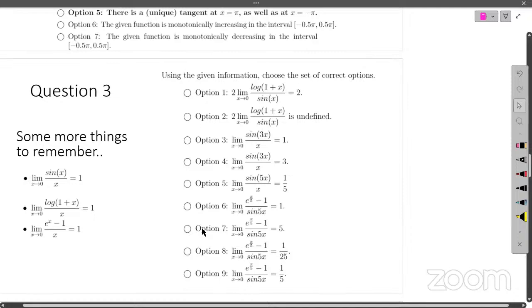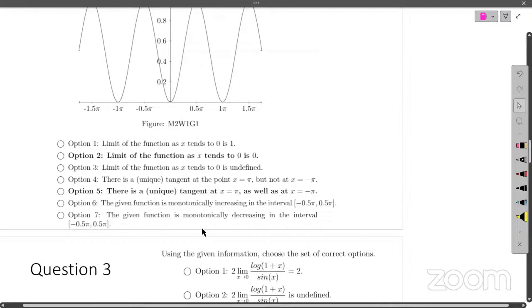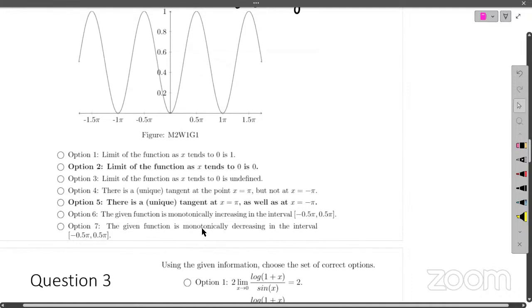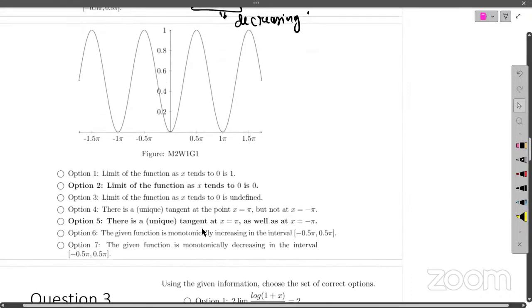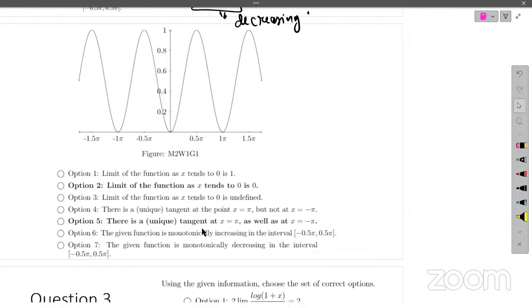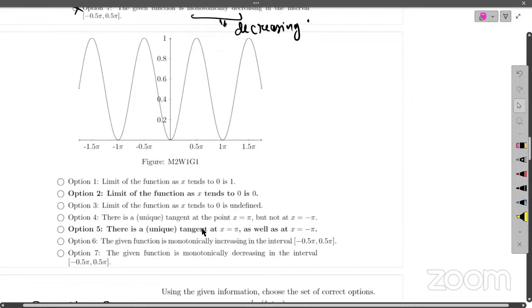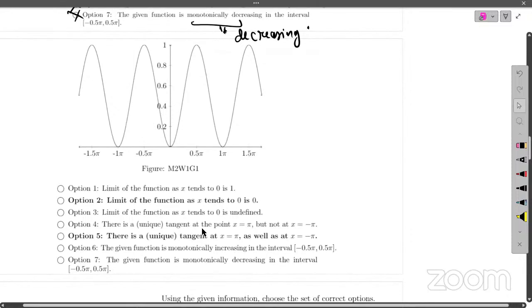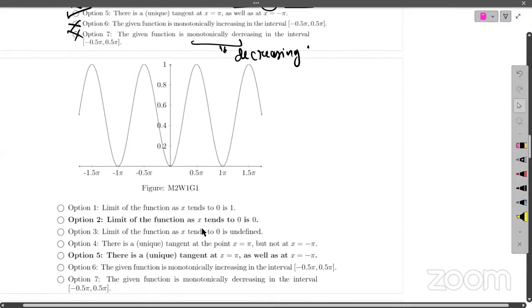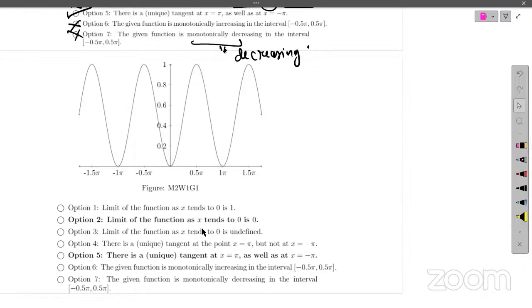Ma'am, in the above question, option 4 is correct in the practice assignment. Option 5 is given as wrong. Yes, ma'am, option 5 is given wrong. Okay, I'll check and update it. As the graph is saying, this is a particular question. Yes, ma'am, same conclusion. Okay, so then I'll check and update it.